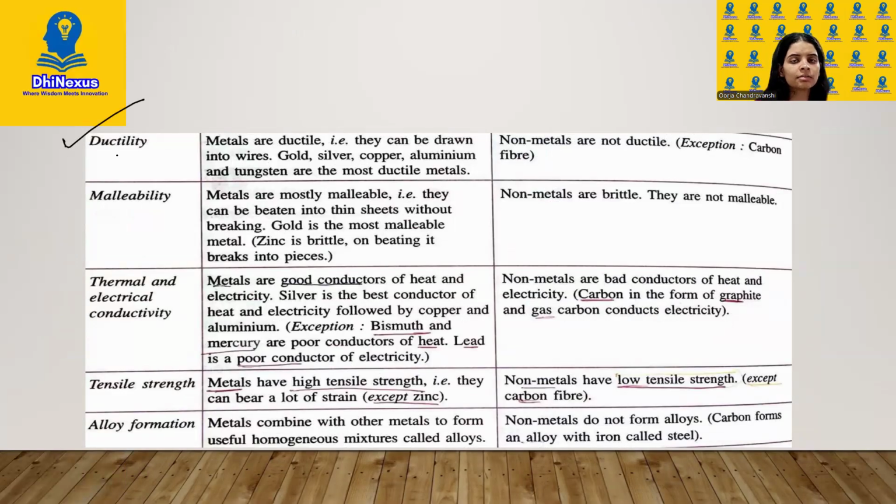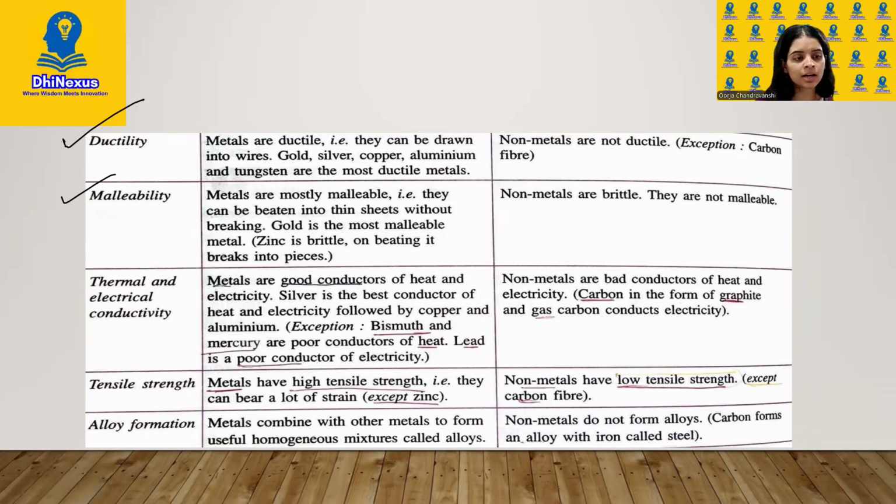What does ductility mean? Ductile means something which can be drawn into wires. So metals are actually ductile. They can be drawn into wires, which is why we wear gold chain, silver chain, and copper wires are used for electrical fittings in our house. Non-metals are non-ductile. Of course, the exception is carbon fiber. So carbon fibers are extensively used, and a lot of scientists are doing research on it. I would suggest you do a little bit of homework on what is so special about carbon fibers and where are these used.